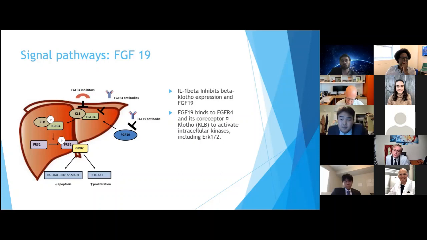That really needs to be the co-receptor in order for it to be phosphorylated in this next step, and it requires the FGFRs in the system to help phosphorylate, in the end, ERK1/2, which is the extracellular signal-regulated kinase.